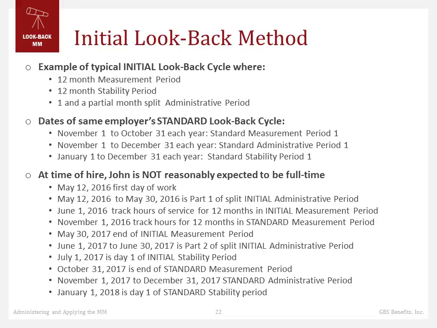So if John averaged 130 hours per month in that initial measurement period, he would need to be, and he opted in, he would need to be on coverage by July 1. Now, when we hit October 31st, 2017, we hit the end of the standard measurement period, so we're going to do some calculations there during the administrative period. November through December of 2017 is that administrative period, so if he averages 130 hours in that time period, he's going to need to be offered coverage, and if he opts in, he's on coverage January 1, 2018 through the full year.